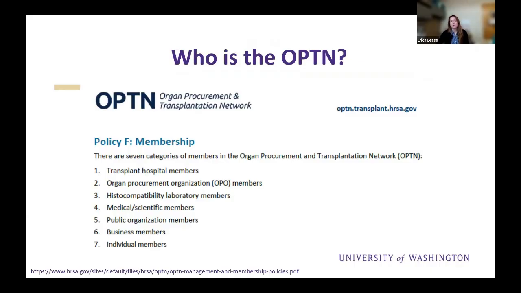So we first need to start with, well, who is the OPTN? Well, the OPTN is effectively everyone impacted by organ donation and transplantation in the United States. And so this is directly from the management and membership policy of the OPTN, which outlines that OPTN members are transplant hospitals, OPO members, histocompatibility labs, medical scientific members, public organization members such as the ISHLT, business members, and individual members. And the folks that fall under individual members can be anyone and everyone, including lung candidates, lung recipients, and, well, I guess any organ candidate or recipient, and donor families, etc.